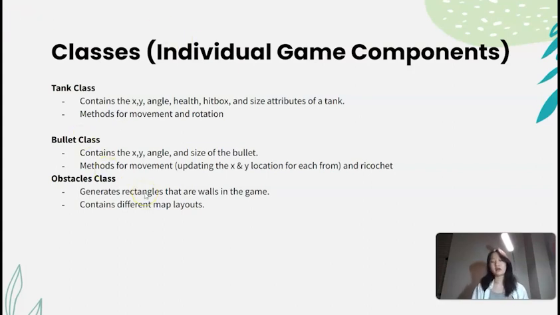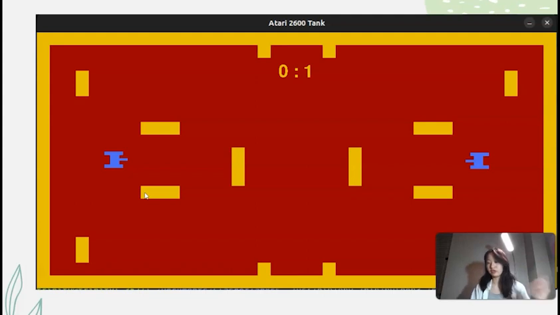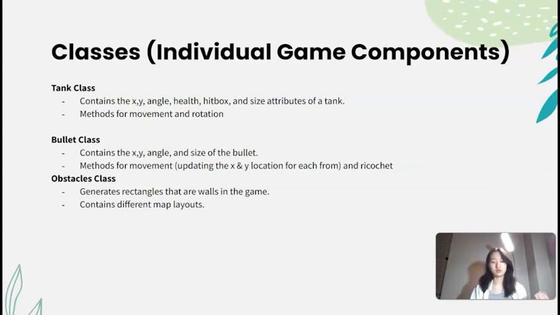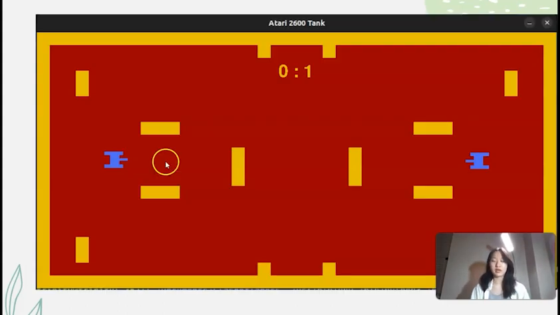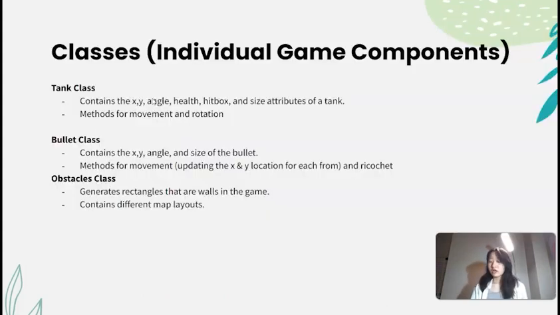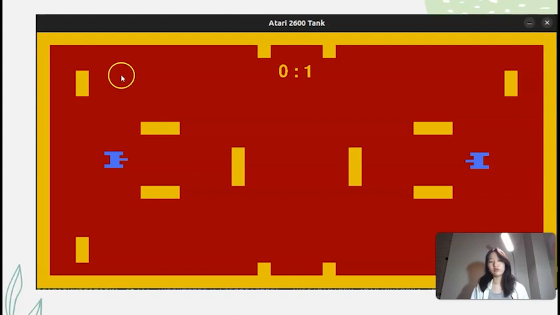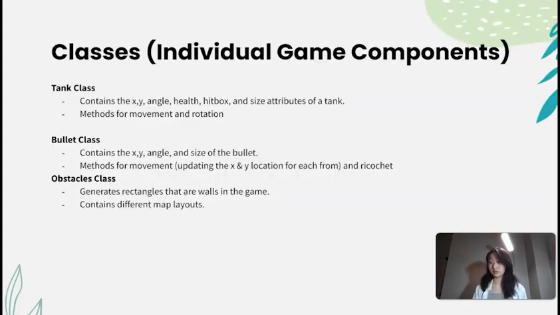That will either update the X and Y location depending on user input, which is in the controller part of our MVC, or do it automatically based on collision detection. For example, the bullet will ricochet right off an obstacle and move automatically. We also have an obstacles class that generates all the rectangles which make up the walls and obstacles, and it has different layouts because in our game we have random layouts, so that changes things up.